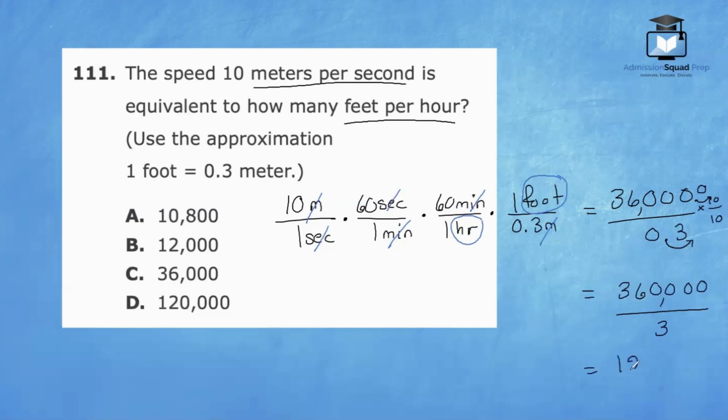36 divided by 3 is 12. So our final answer is 120,000. So D is the correct answer.